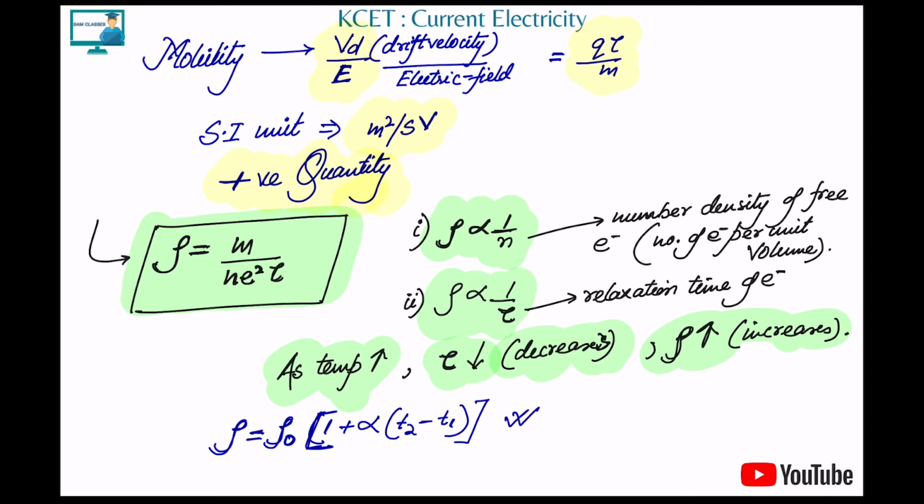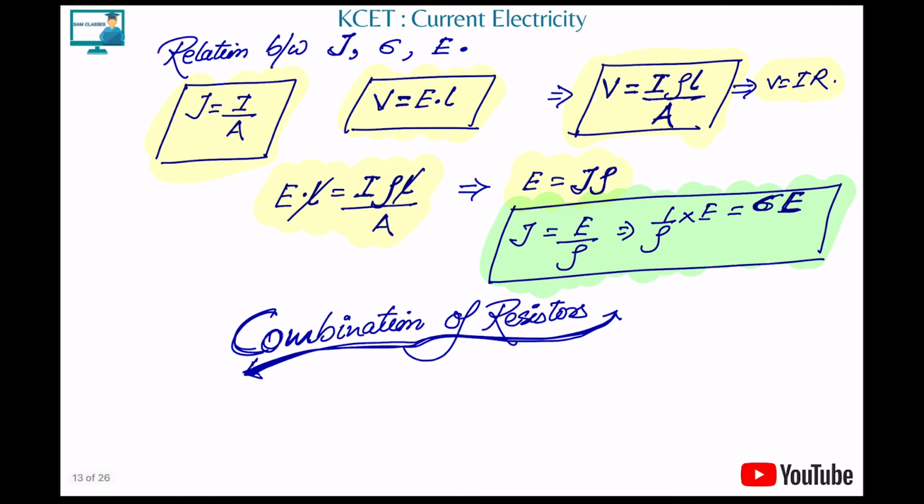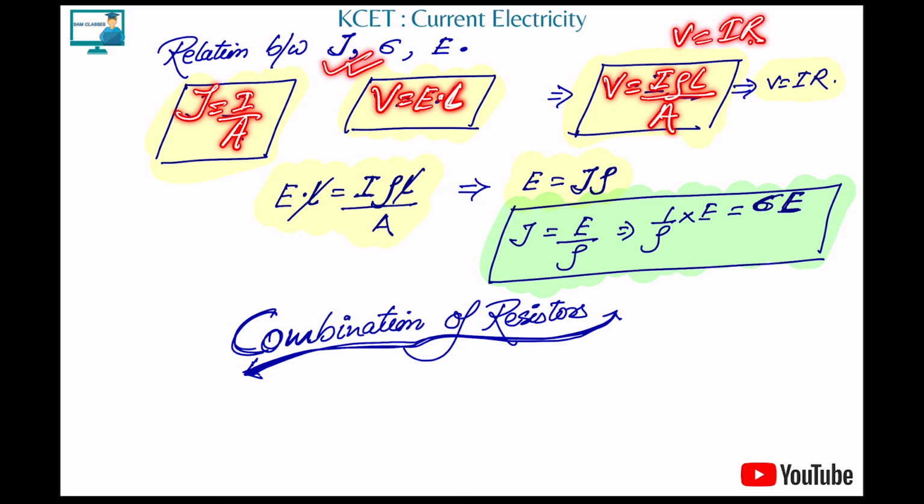Now resistivity is also given by rho equals rho naught into 1 plus alpha into change in temperature, T2 minus T1. That's it, clear? This is very, very important. Already told you current density is equal to I by A. Now voltage, the potential, is equal to E dot L, electric field into length. Also we know V is equal to IR, and R we can write as rho L by A.